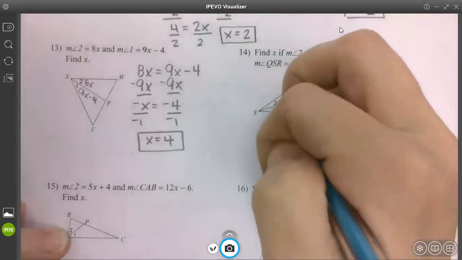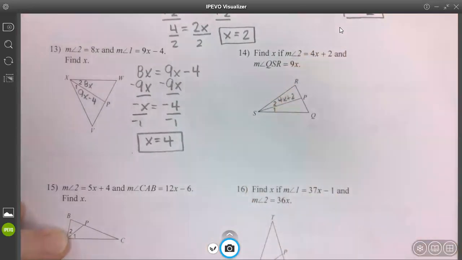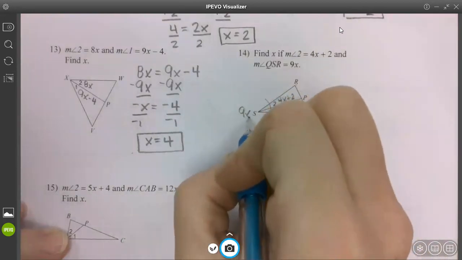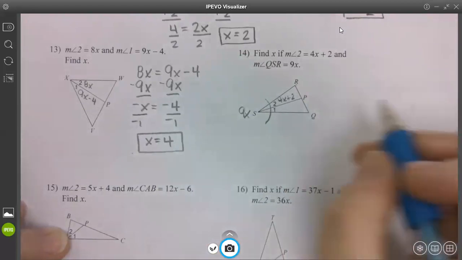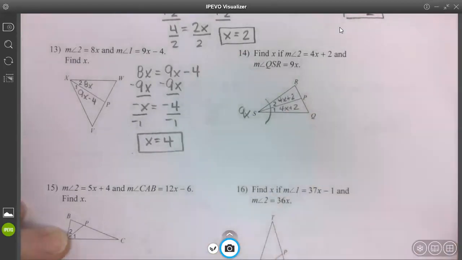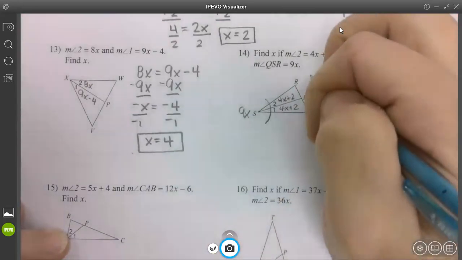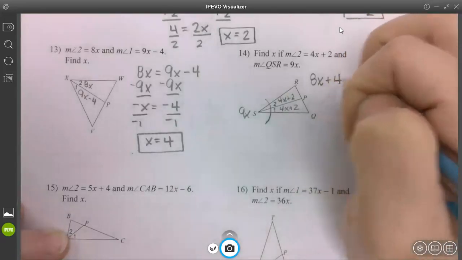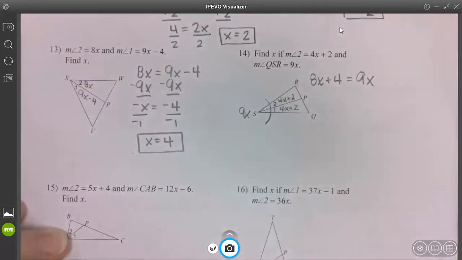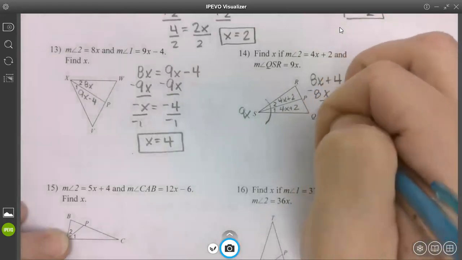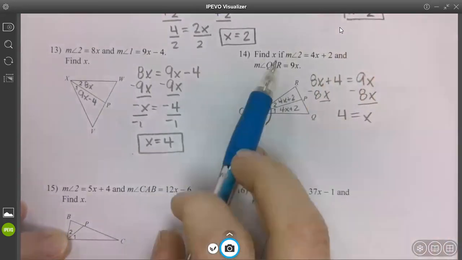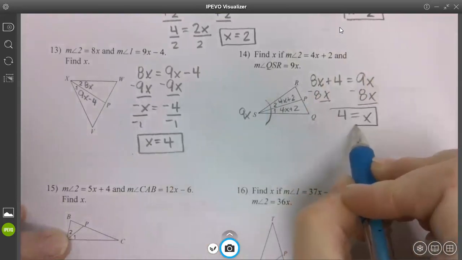On this one, it gives me angle 2 is 4x plus 2. It gives me QSR, so the full angle is 9x. So then I can go ahead and fill this in with a 4x plus 2. And I get, add them together. The two parts added together, 8x plus 4, is going to give us 9x. We're going to subtract our 8x. And we get 4 equals x. It asks us to find x. So we're done with the problem.